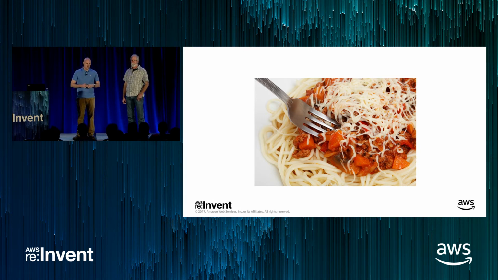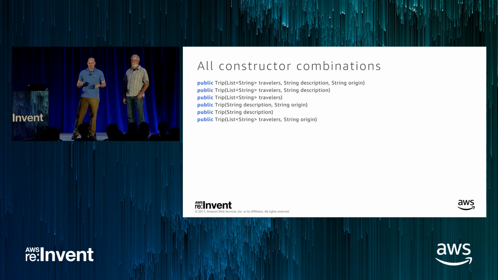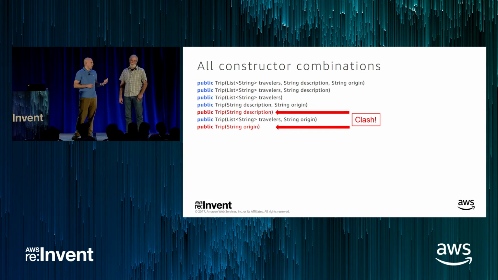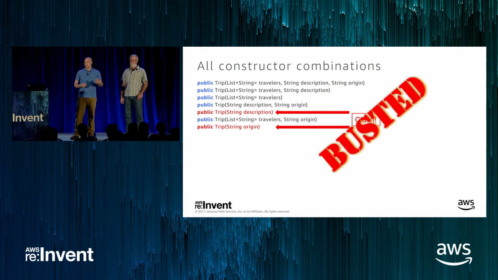And there's actually an even bigger problem with this approach, and that is when we go to add the origin parameter, we can't do that, because in a compiled language, these two things have the same method signature. They both take a single string. The compiler doesn't really care that one of them is called description and the other's called origin. It won't let you do this. So we can't do the generate every constructor approach.